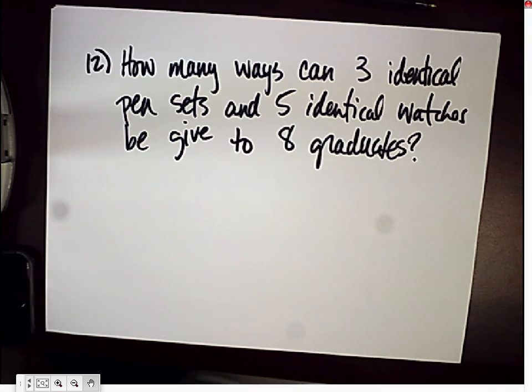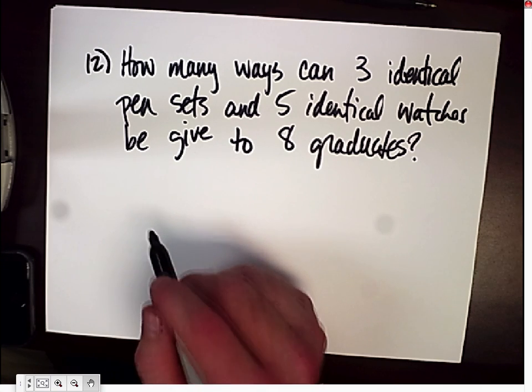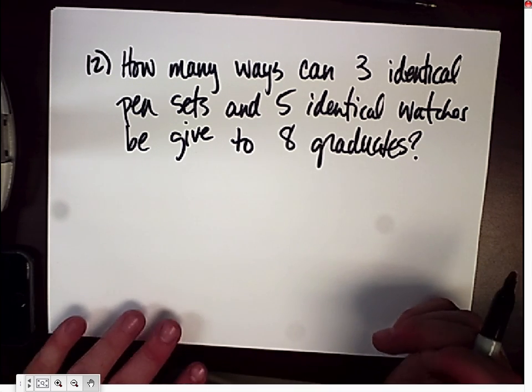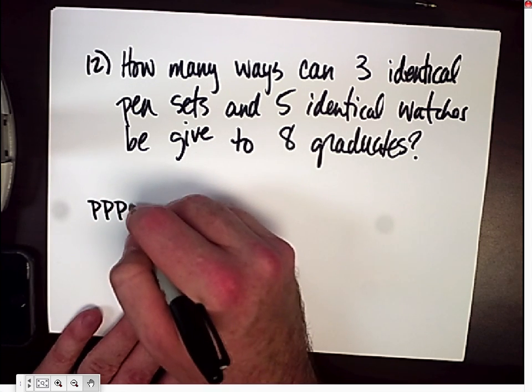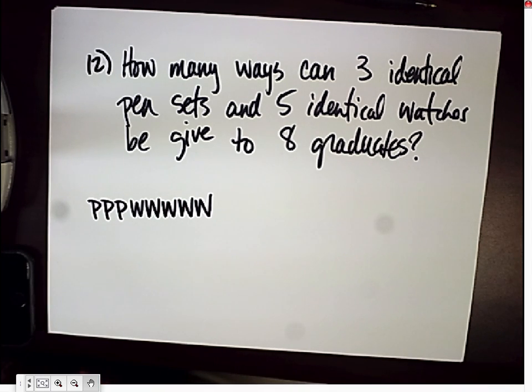So you can kind of think of this as a permutation. You can kind of think of it as a combination. You cannot do this one as a counting principle. Doesn't work. Okay? So if we're thinking about it as a permutation, okay? So think about it. It's kind of like in the beginning when I was asking you how many different ways can you arrange the letters of a word, okay? Because if you think of this as pen, pen, pen, and 5 watches, I'm really just wanting to know how many different orders you could put those in.